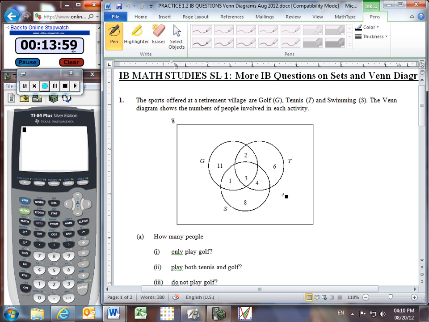So part A says, how many people only play golf? Well, here's our golf circle, and we can see that this one person, although they are in the golf circle, they're also in the swimming circle, so they must play golf and go swimming. And you can make similar arguments about this 2 for the golf and the tennis, or this 3 who obviously participates in all 3 sports because they belong to all 3 circles. In fact, the only number in the golf circle, which is in the golf circle alone, is 11.